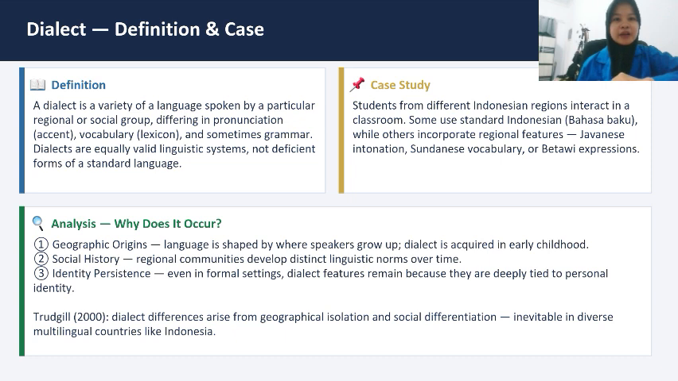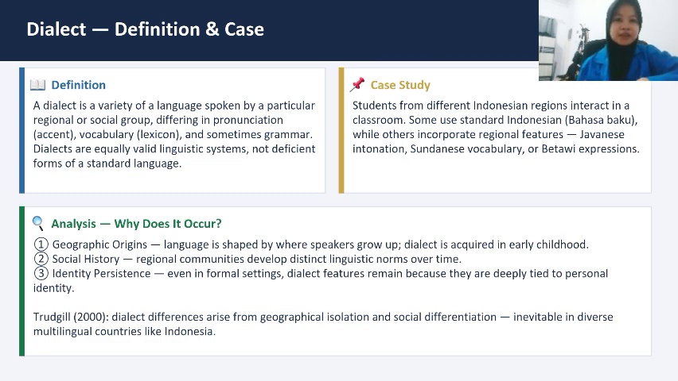Importantly, as Chambers and Trudgill, 1998, point out, dialects are not incorrect forms of a language. They are equally valid linguistic systems. In our case, students from different Indonesian regions interact in a classroom. Some use standard Indonesian, while others bring in regional features: Javanese intonation, Sundanese vocabulary, or Betawi expressions.